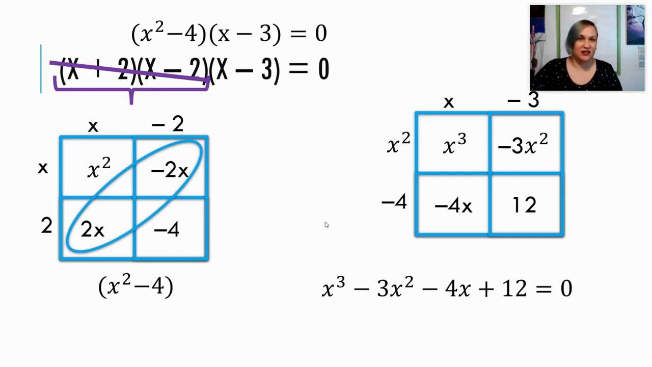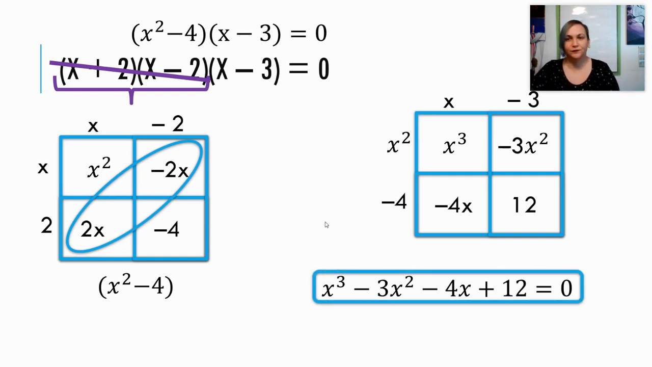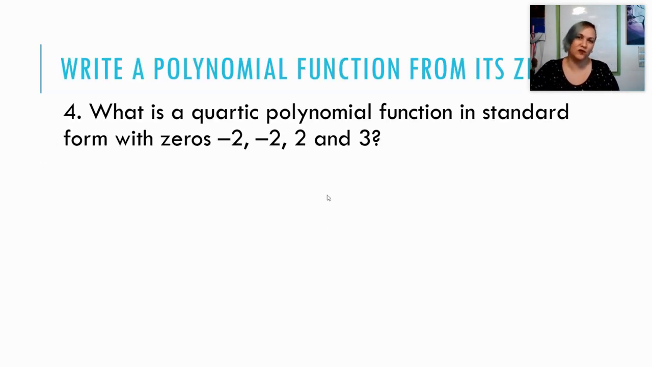Let's try one that's a little bit trickier. Okay, so in this problem, I'm going to have a quartic polynomial. That means that in my final answer, the exponent should be the number 4. I also know that because if I look at my answers, there's 4 of them. So that's why it's a quartic polynomial.